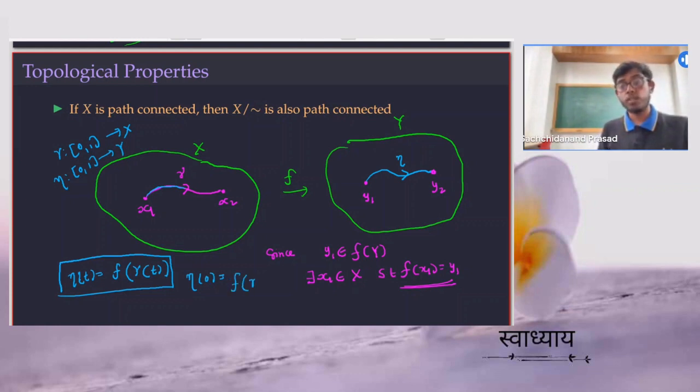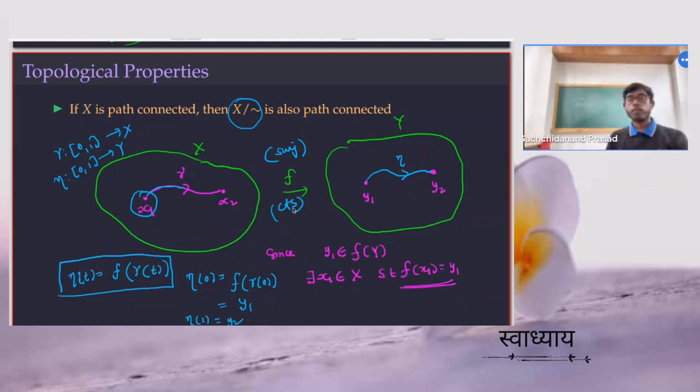That's f of gamma 0. But what is f of gamma 0? That's y1, because gamma 0 is x1. Similarly, eta 1 is equal to y2. And that will give you a path. So this proves that if X is path connected, then the image is path connected, and hence here X mod tilde is path connected. I'm assuming, of course, surjective and continuous here. So this proves some topological properties of the quotient space.